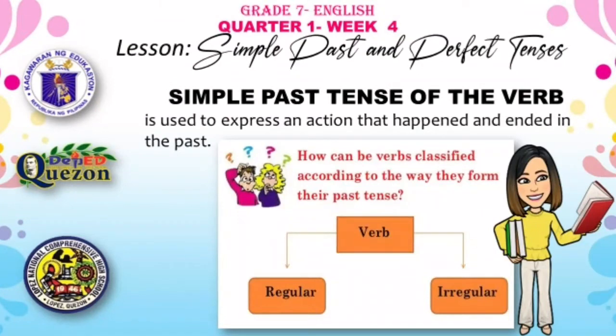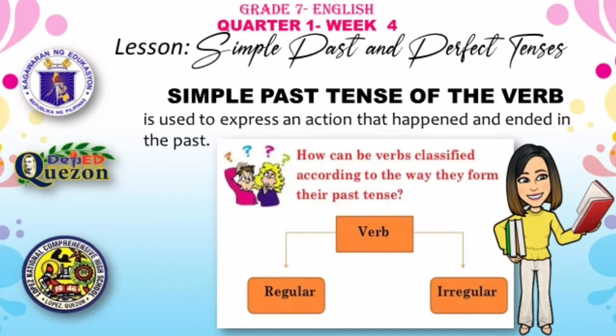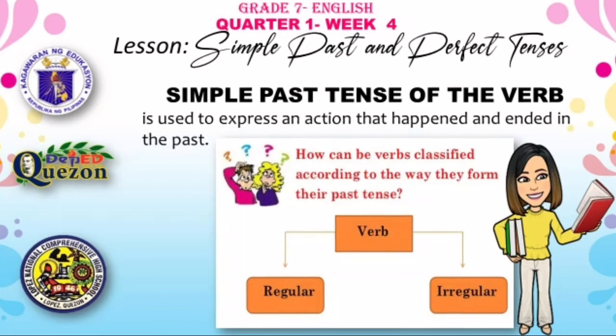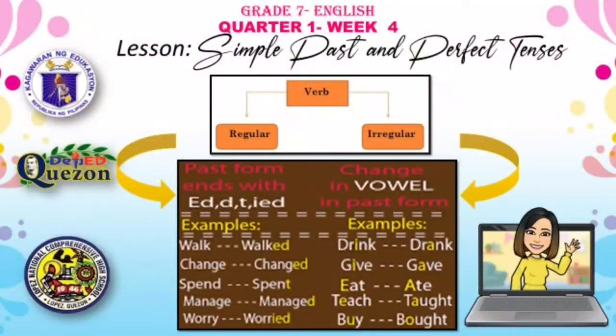The simple past tense of the verb is used to express an action that happened and ended in the past. Question: how can verbs be classified according to the way they form their past tense? Verbs can be classified into two forms. The first one is regular verbs and the second one is irregular verbs. For regular verbs, past tense verbs end with ed, d, t, or ied.